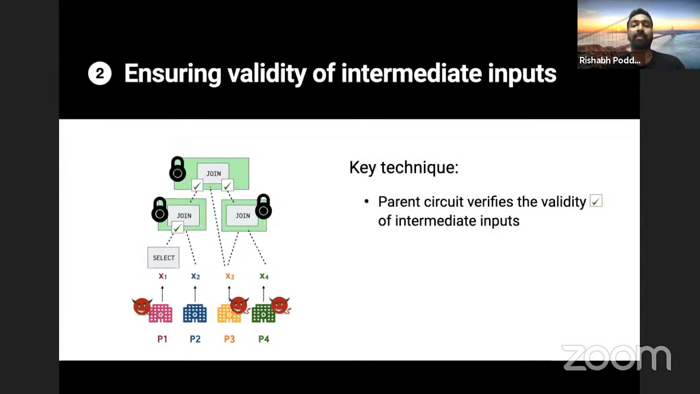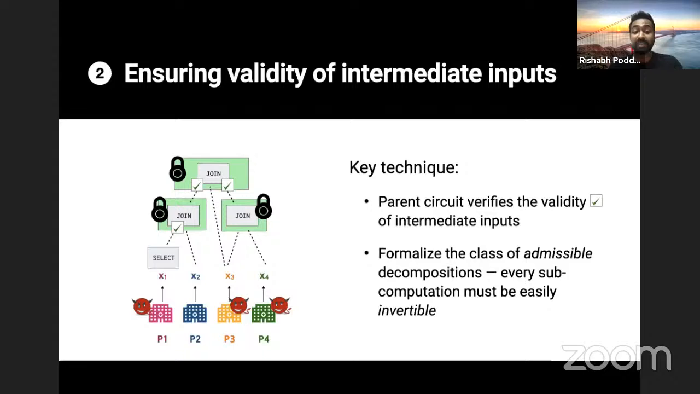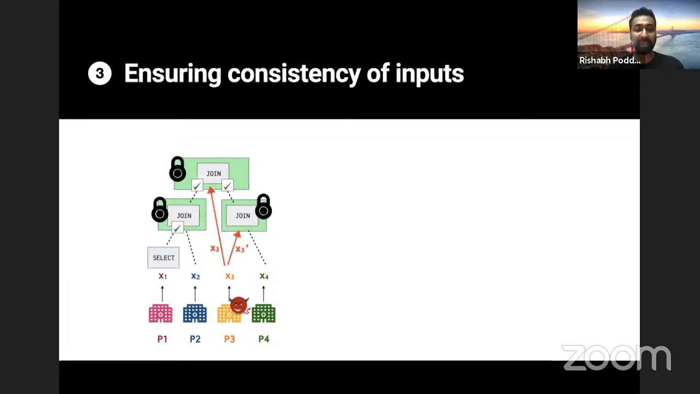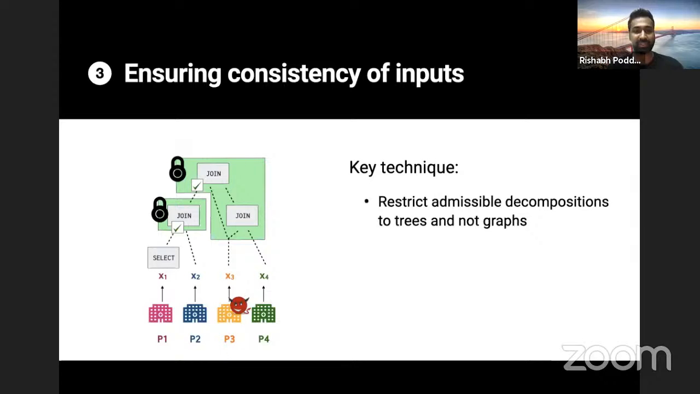This means that given a subcomputation, we need to be able to deduce what possible outputs are valid. And then the parent MPC must be able to efficiently verify that the received inputs belong to the range of possible values. This verification is only possible if each subcomputation can be efficiently inverted. And we say that a particular decomposition is admissible only if every subcomputation is efficiently invertible. Finally, if a party provides the same input to two different subcomputations, we need to make sure the inputs are consistent. And for this purpose, we limit the admissible decompositions to tree structures alone and not graphs.